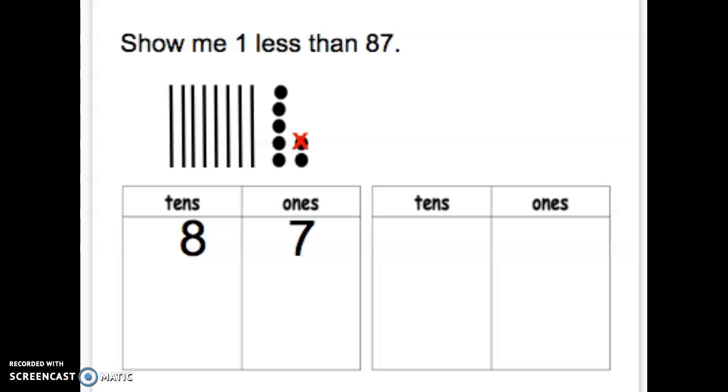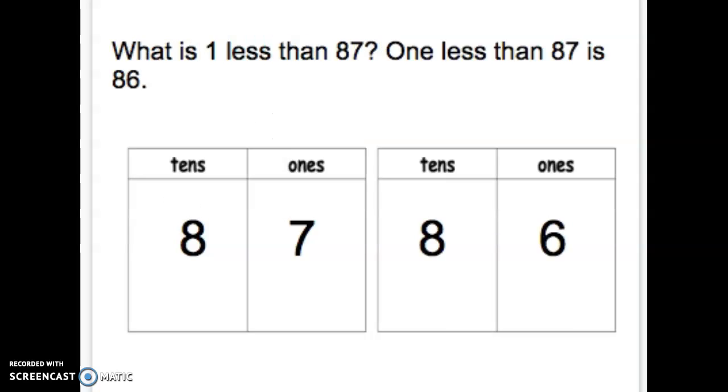Now that we have the number 87, I want you to show me one less than 87. In order to show one less, all you have to do is mark off 1. Notice how I have that red X on that dot. That is representing one less. I'm taking one away. So 1 less than 87 is 86.